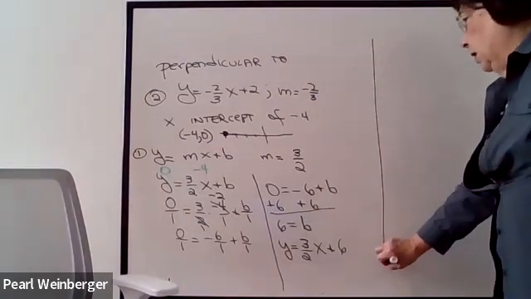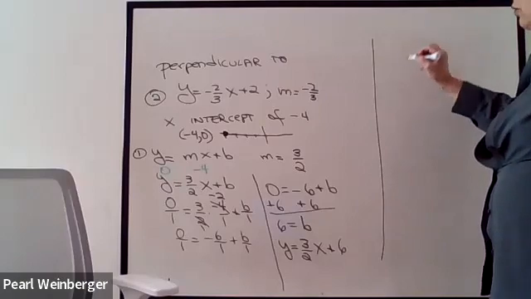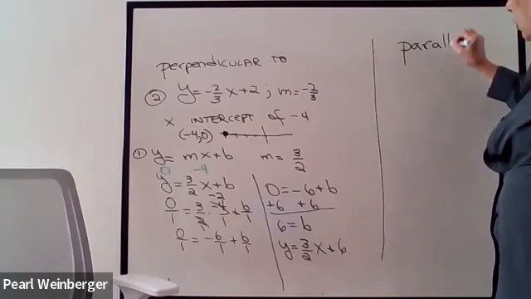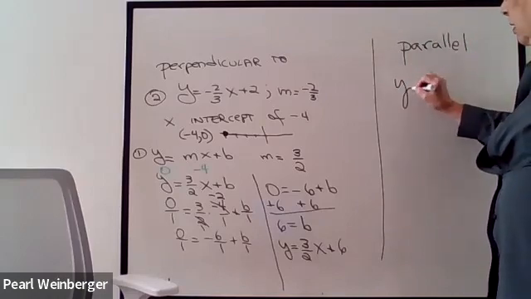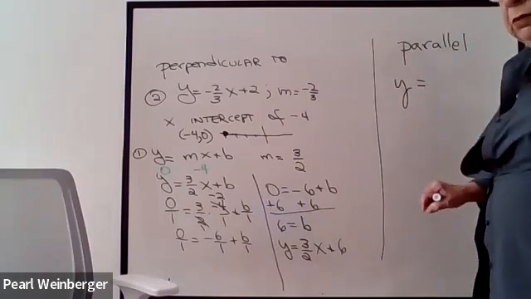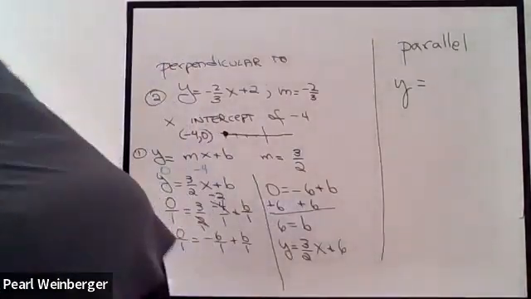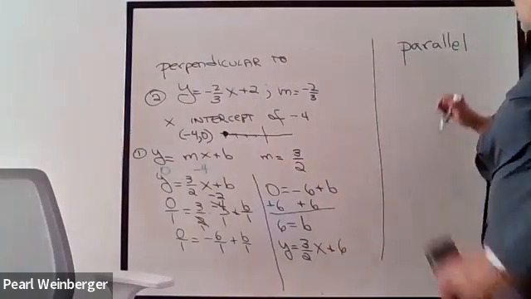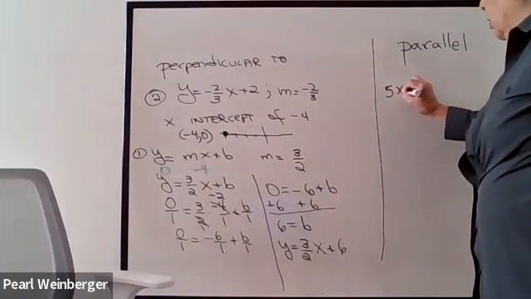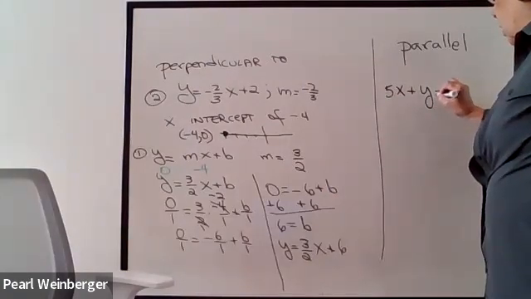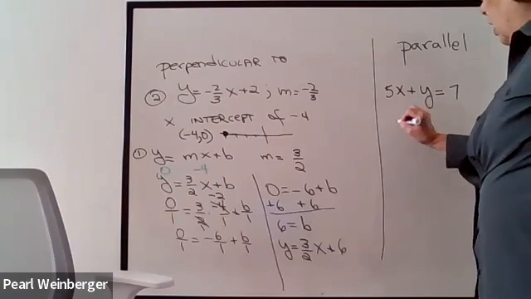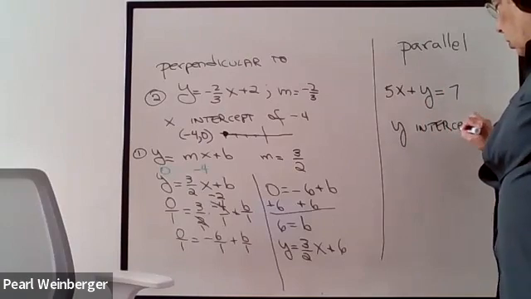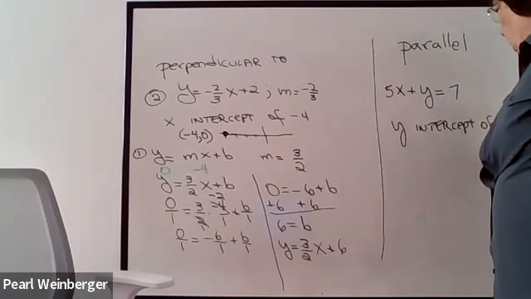Okay, here's the problem that I want you to do. I want you to write an equation of a line that's going to be parallel to the line 5x plus y equals 7 and has a y-intercept of 3.